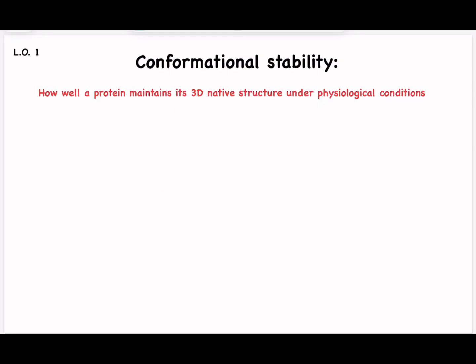So moving into content, the first thing that we're going to be looking at is conformational stability. And what is this? Well, it's how well a protein maintains its 3D native structure under physiological conditions. The most important part of this definition is this word maintains. So conformational stability can essentially be thought of as how strongly proteins resist change structurally.